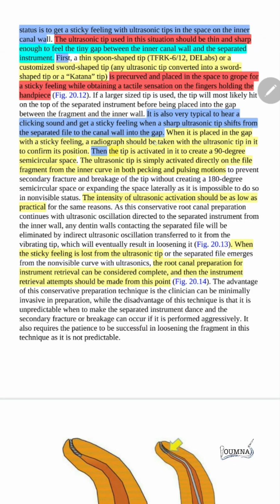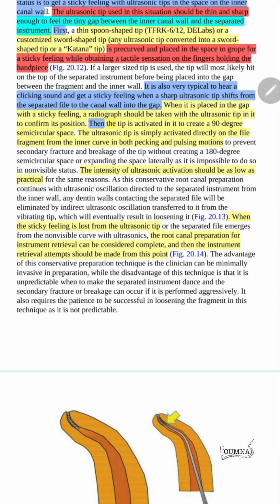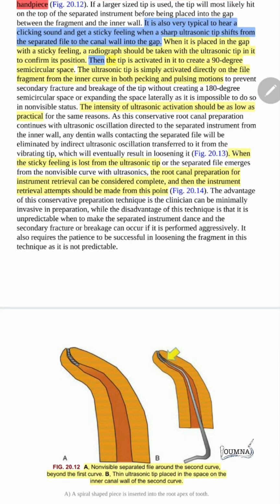When we feel it, we can do a radiograph to ensure that we are touching the broken instrument. Then the tip is activated to create a 90 degree semicircular space using pecking and pulsing motions, using the lowest ultrasonic activation intensity. When the sticky feeling is lost from the ultrasonic tip, the root canal preparation for instrument retrieval can be considered complete, and then the instrument retrieval attempts should be made from this point.